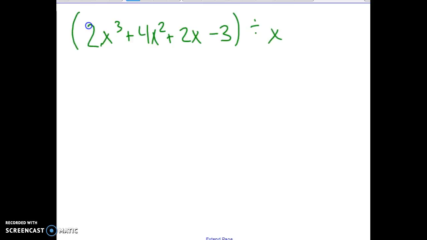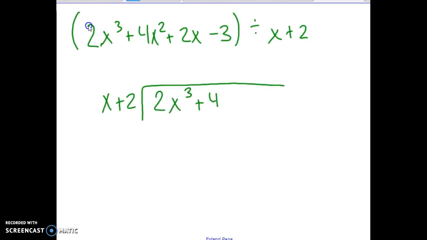Welcome to our video on polynomial long division. So today we're going to start out with 2x cubed plus 4x squared plus 2x minus 3. And what we're going to do is divide that polynomial by x plus 2. First thing you do is set it up as a long division problem. X plus 2 on the outside. Underneath, we'll have 2x cubed plus 4x squared plus 2x minus 3.